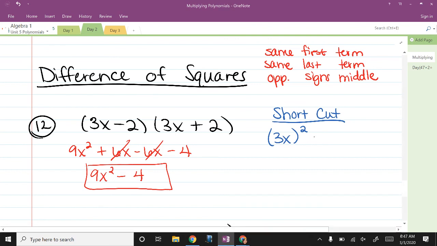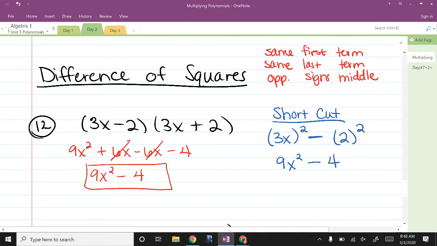Minus goes right here always. Then you take the last term, which is 2, put it in parentheses and square it. And there you can distribute the squares because the minus is separated, okay? So 3 squared is 9. X squared is x squared. Minus 2 squared is 4.